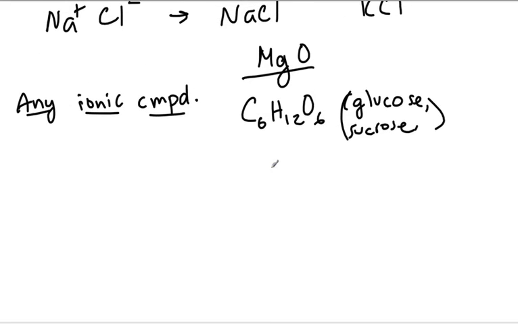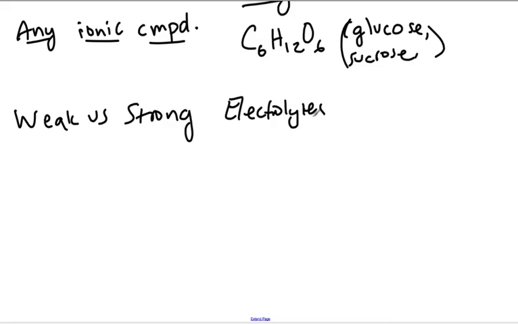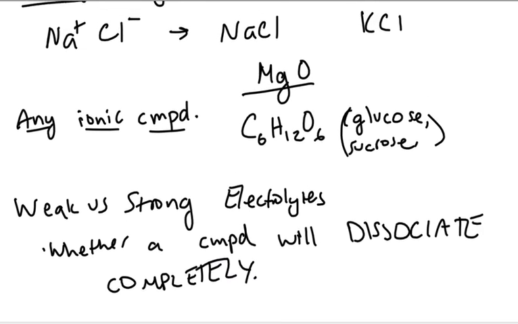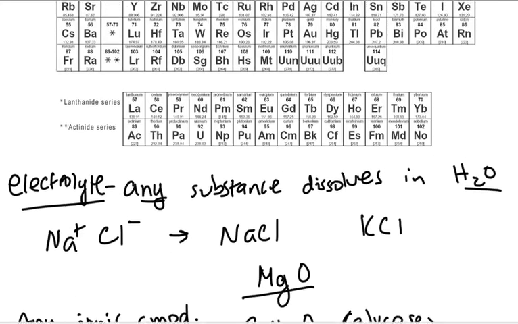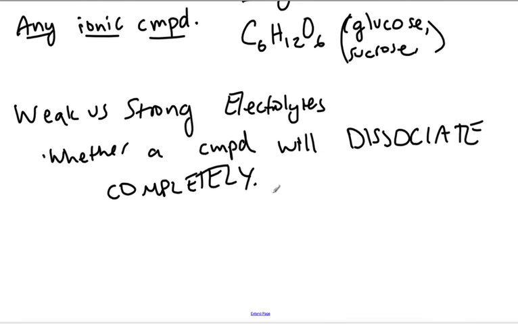Now, these aren't ionic compounds, which leads me to my next point, discussing weak versus strong. The difference is whether a compound will dissociate completely. We need to decide whether a compound, when you put it in water, is going to completely dissolve and dissociate, or just dissolve and not dissociate completely.